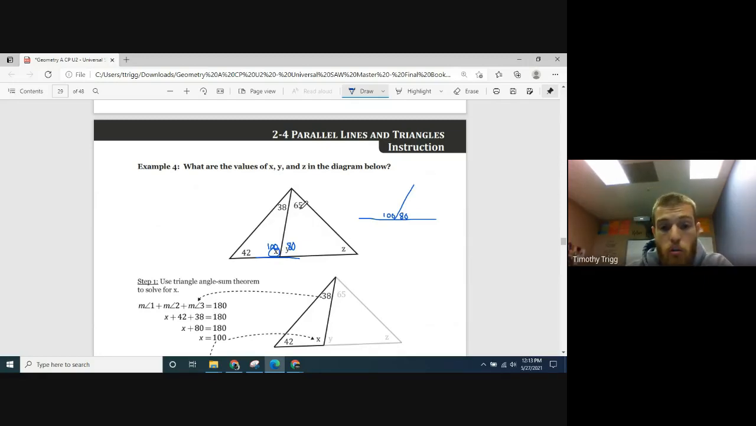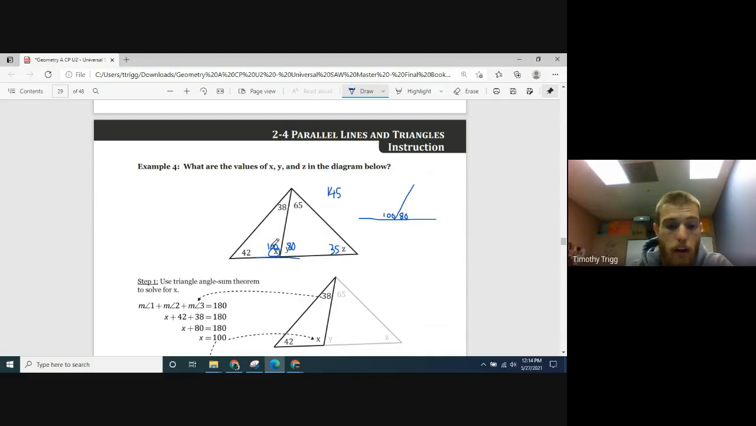Well, now looking at this right triangle, I can see this one's 65, this one's 80. Well, what's z? Well, I know the three angles together must add up to 180. And these two together add up to 145. So that means this one must be 35, because the three angles together must add up to 180.